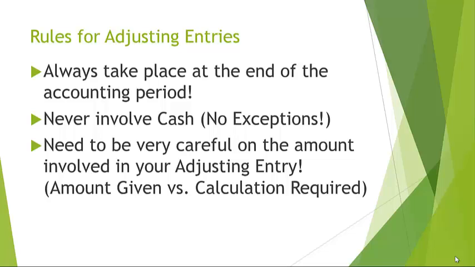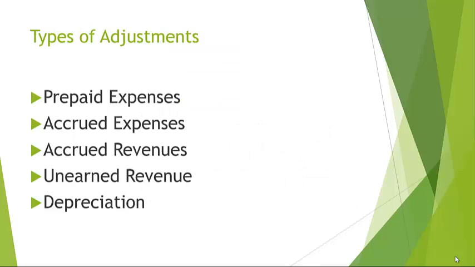So they could give you the amount, that could be possible, or you may have to make a calculation even though they gave you another amount. So you just have to really be careful, and I would suggest practicing this as much as possible to get this down. Okay, so here are the different types of adjustments. You have prepaid expenses, accrued expenses, accrued revenues, unearned revenue, and depreciation. And we will go step by step through each of these and give some examples.